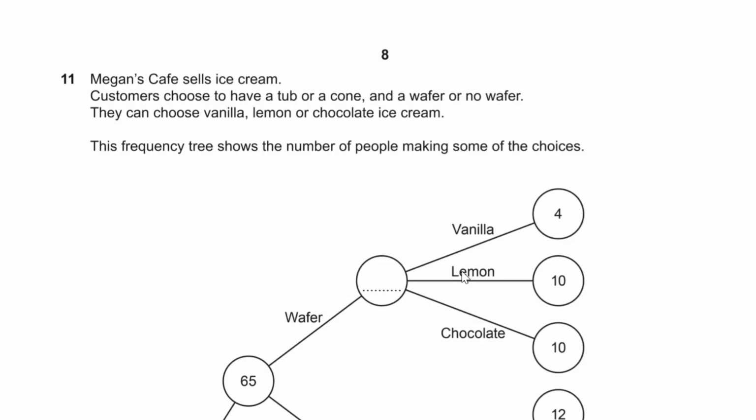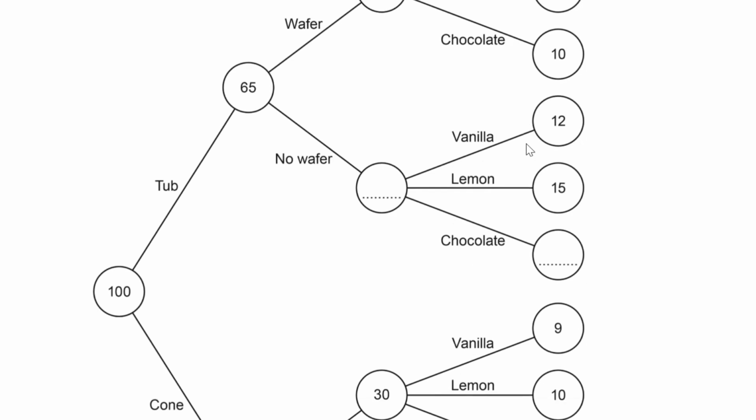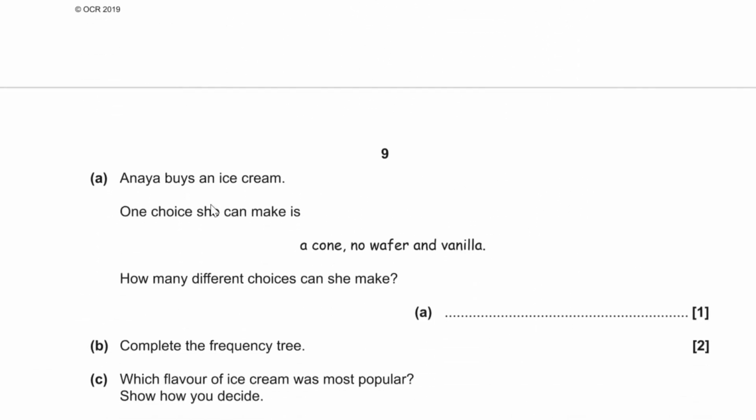Question number 11. Megan's cafe sells ice cream. Customers can have a tub or a cone and a wafer or no wafer. They can choose vanilla, lemon or chocolate ice cream. This frequency tree shows the number of people making some of the choices. And for part A, Anaya buys an ice cream. One choice she can make is a cone, no wafer and vanilla. How many different choices can she make?